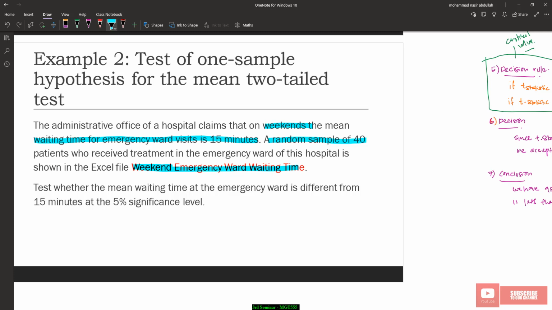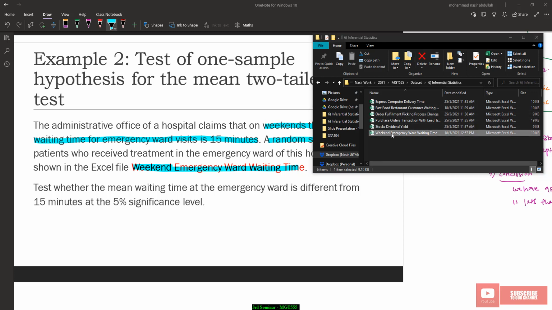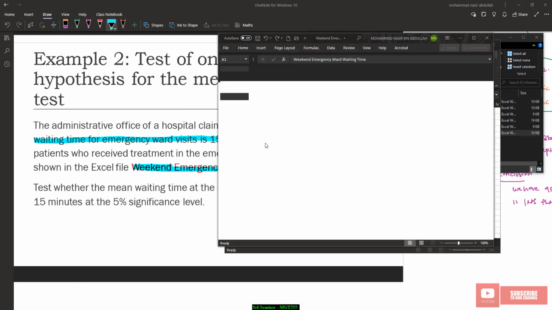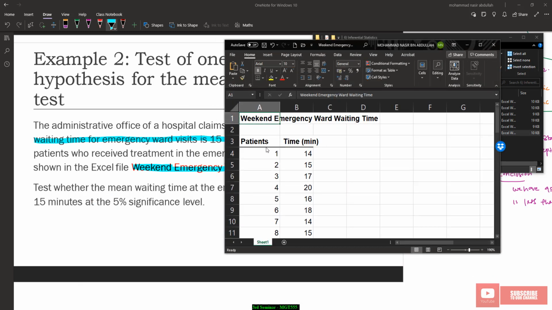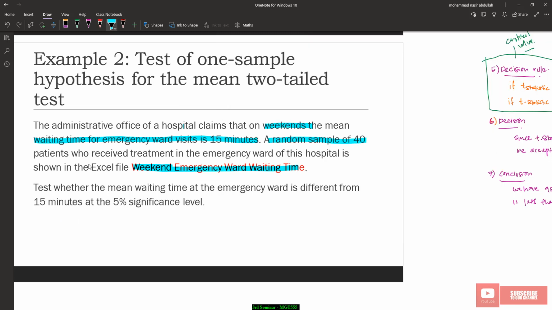So you open the weekend emergency ward waiting time. You download the data set from UFuture, and then it says here, test whether the mean waiting time at the emergency ward is different from 15 minutes at 5% level of significance. So what can we understand here?